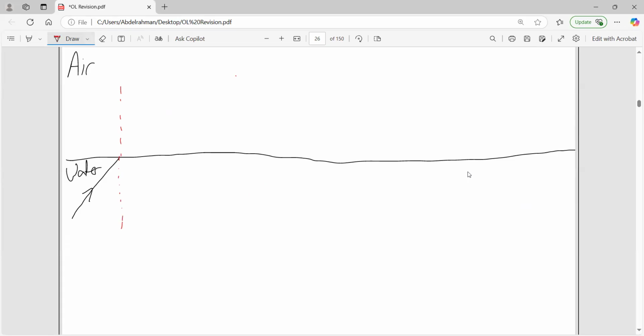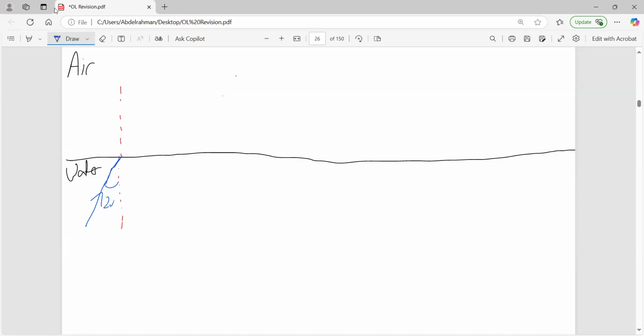You have the normal line. Initially, for example, let's say that the angle of incidence was rather small. Okay, let me actually decrease this angle of incidence. If the initial angle of incidence was 20, okay, let's say this angle was 20 degrees.